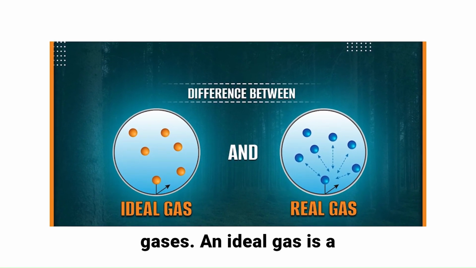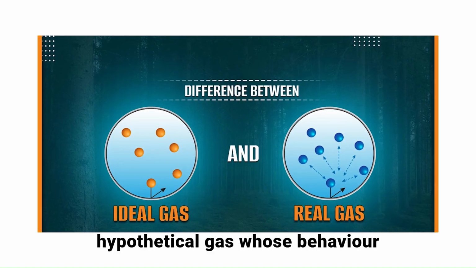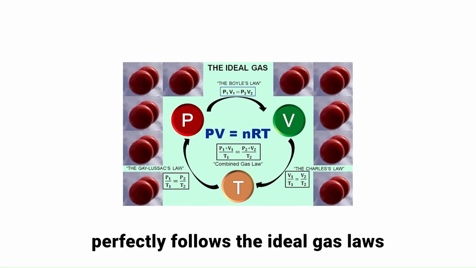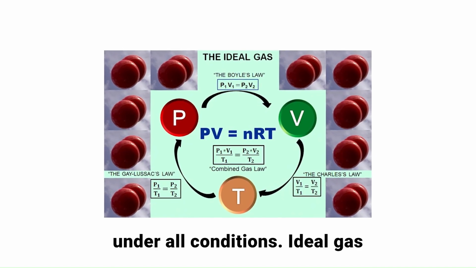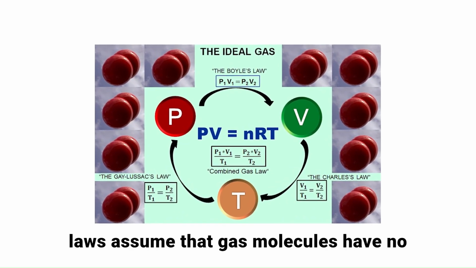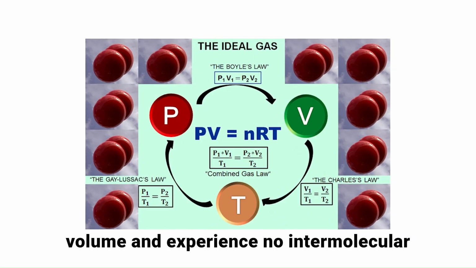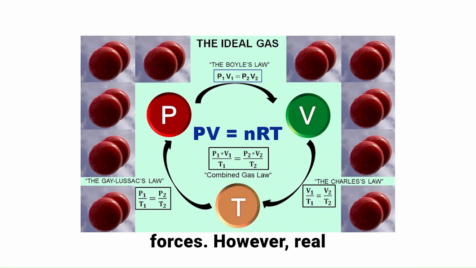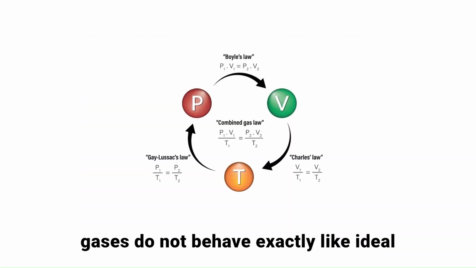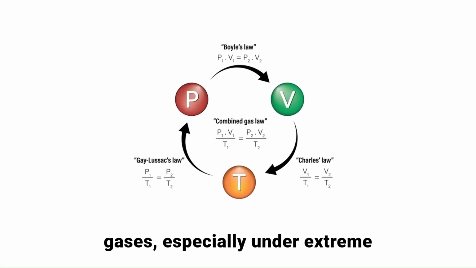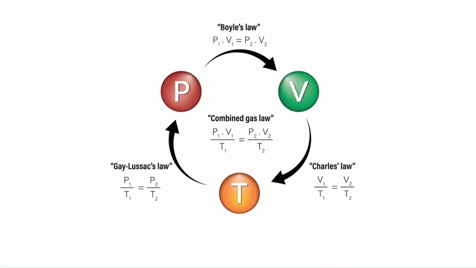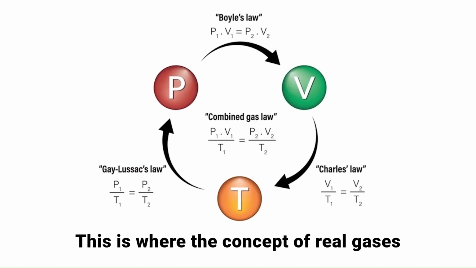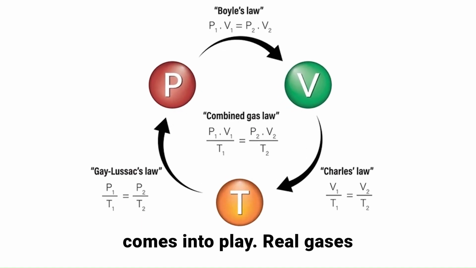At the heart of this topic, we need to first understand the basic distinction between ideal gases and real gases. An ideal gas is a hypothetical gas whose behavior perfectly follows the ideal gas laws under all conditions. Ideal gas laws assume that gas molecules have no volume and experience no intermolecular forces. However, real gases do not behave exactly like ideal gases, especially under extreme conditions of temperature and pressure.